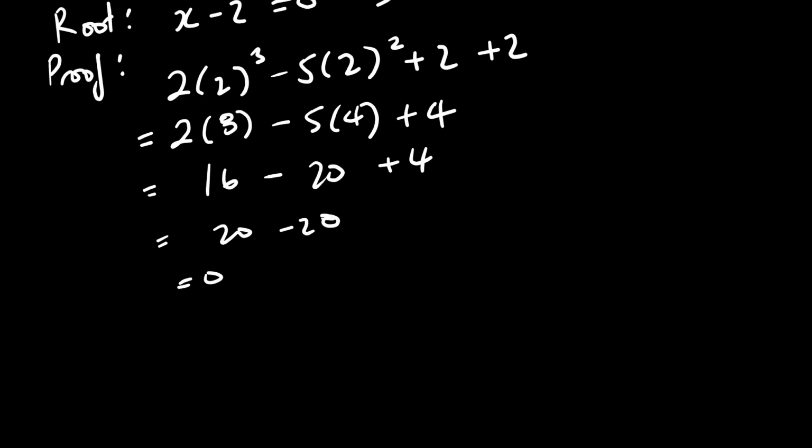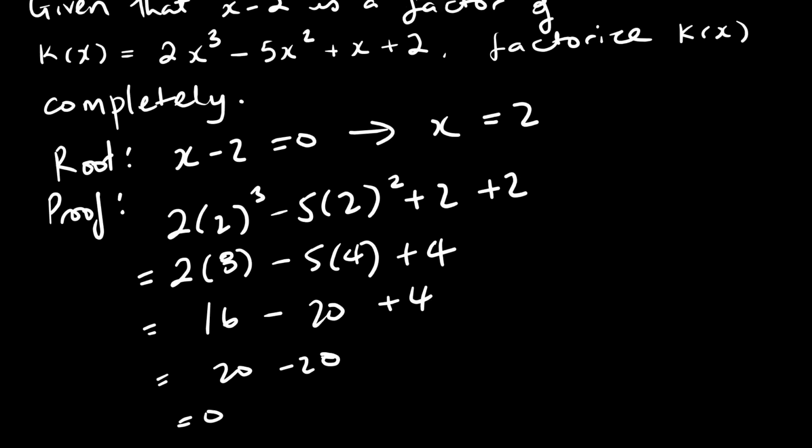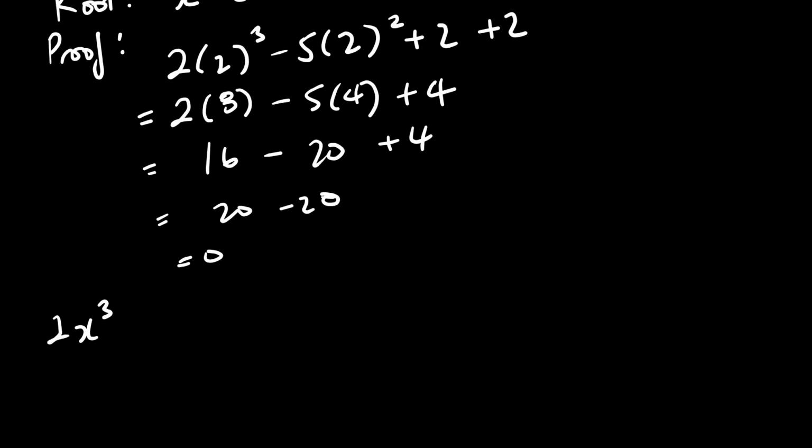All right, so let's write that down. Let me just transfer that. 2x cubed minus 5x squared plus x plus 2, and I'm pretty sure it's divided by x minus 2. All right. So if that's the case, I'm just going to use the synthetic method because the coefficient of x here is 1, and that can be done.